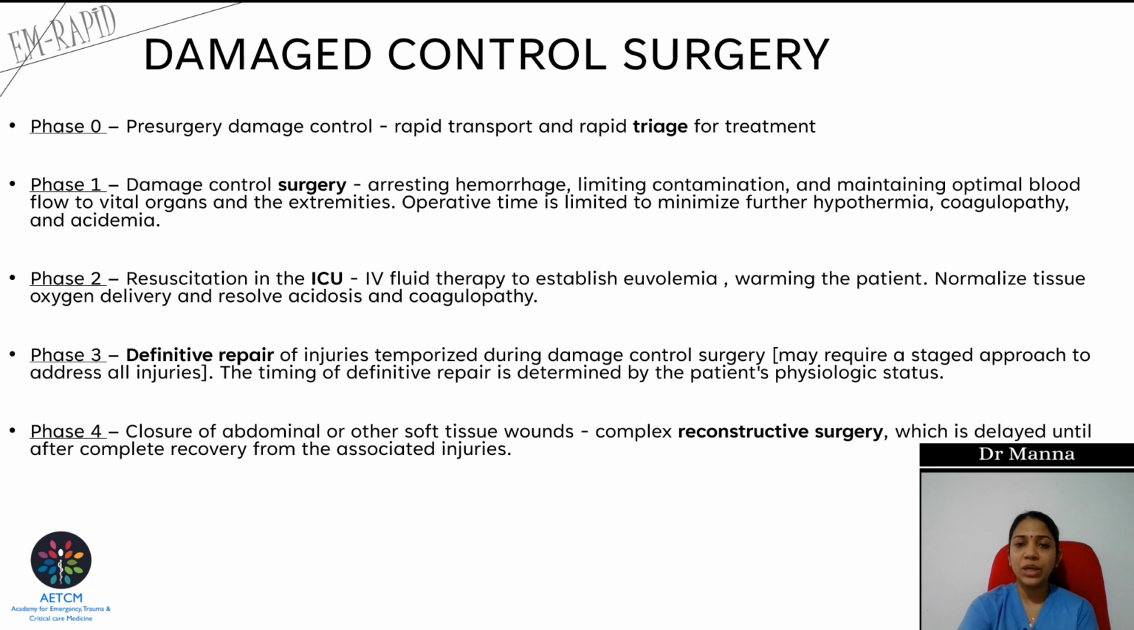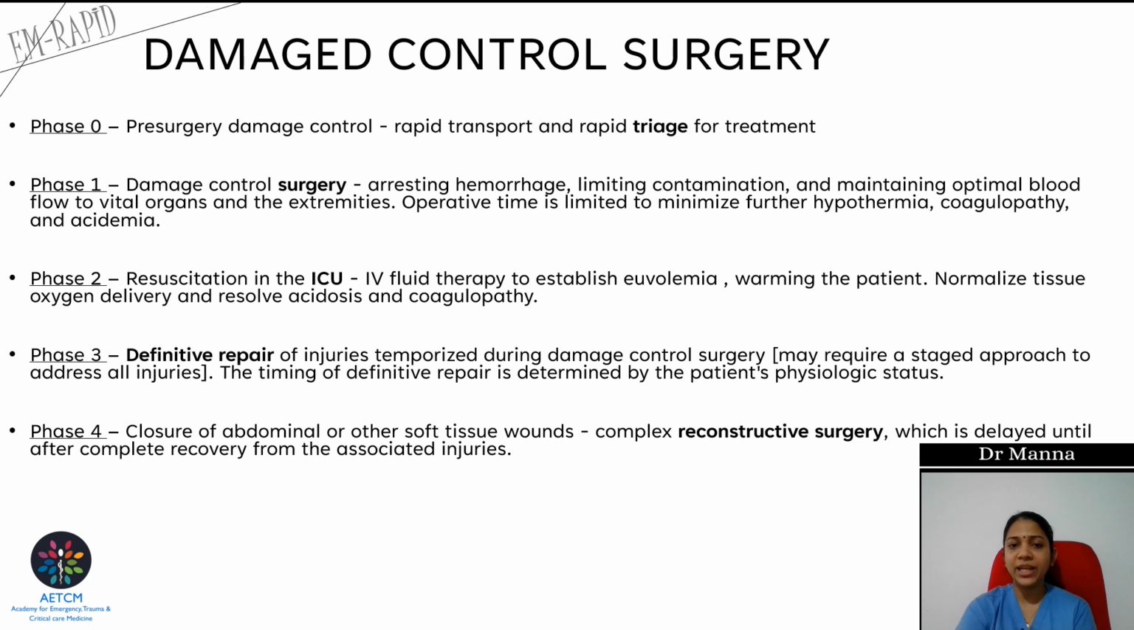If we are getting a patient with trauma, in phase 0 or the pre-surgery damage control, first we have to identify whether this patient requires surgery or not. This patient should be transported to a trauma care center, and in that center we should initially triage the patient and do initial resuscitation. Then in phase 1, we should shift the patient to an operation theater and do the damage control surgery.